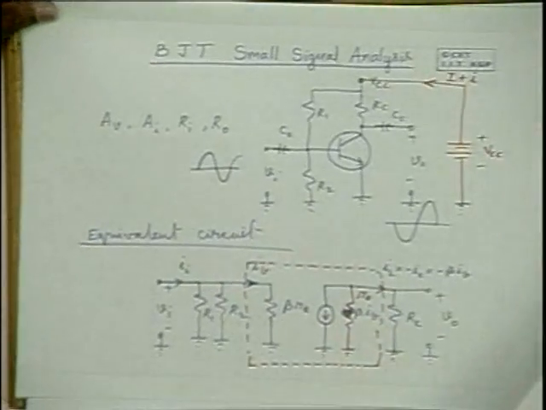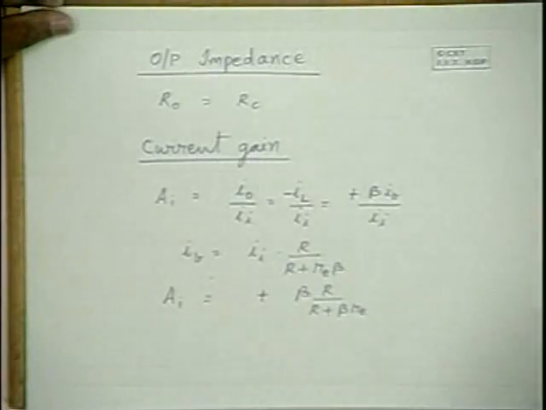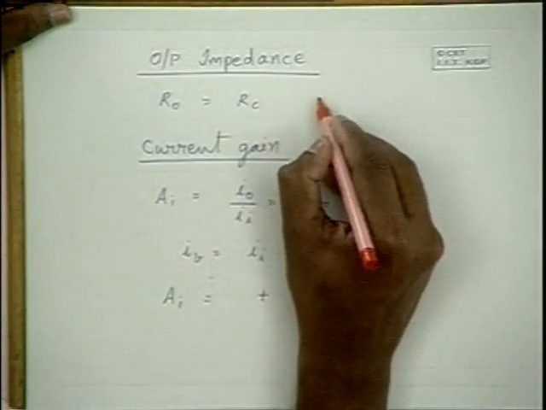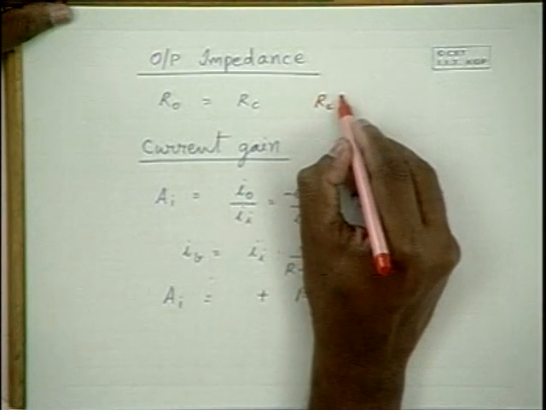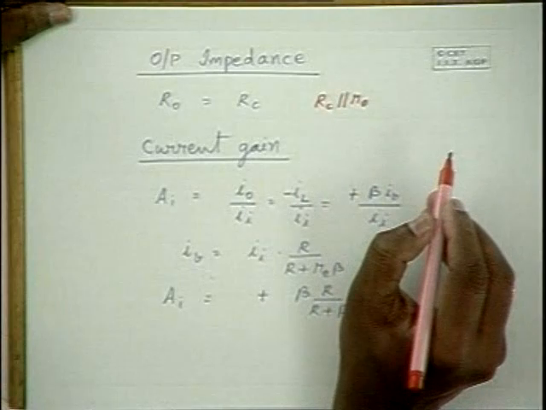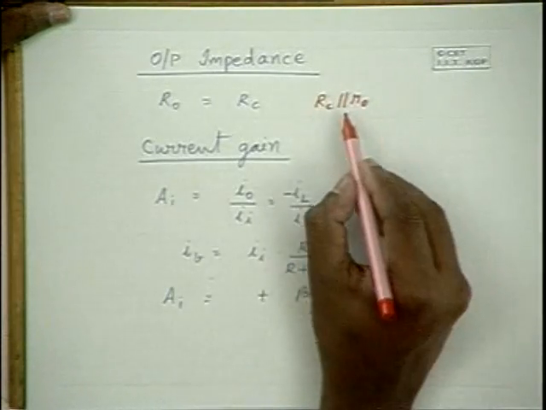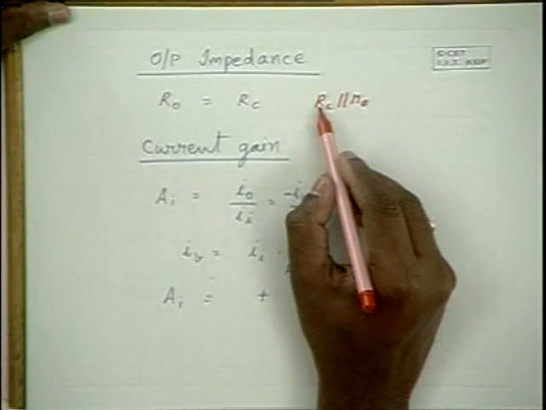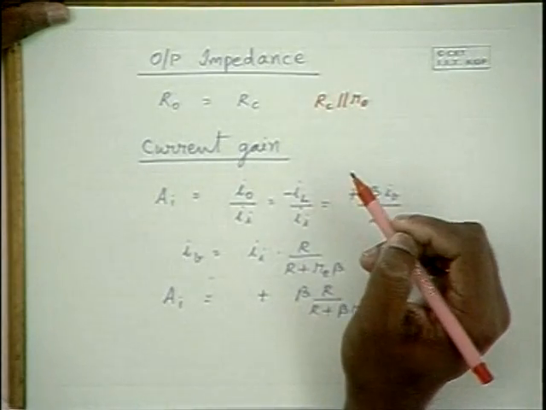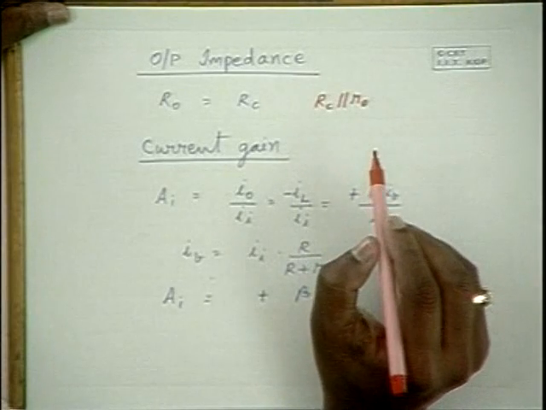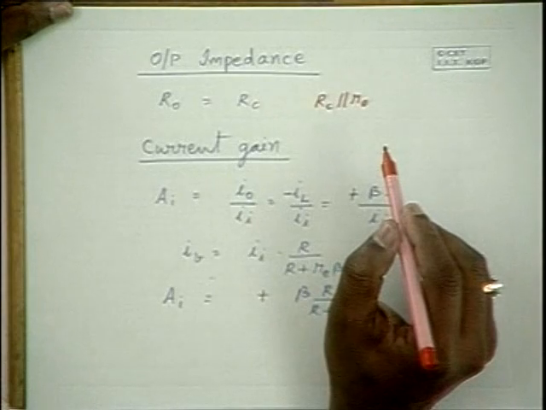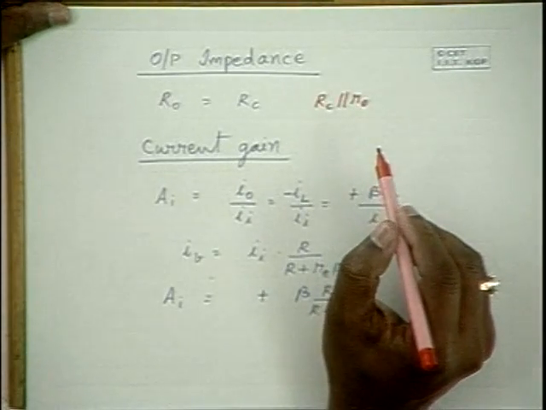Now, what about the output impedance R naught? R naught is now the output impedance RC in parallel with the small R naught. This 40K comes in parallel with RC, and both of them put together become the output impedance. And when you treat RC as the load, the output impedance is R naught. It's not infinity, but R naught.